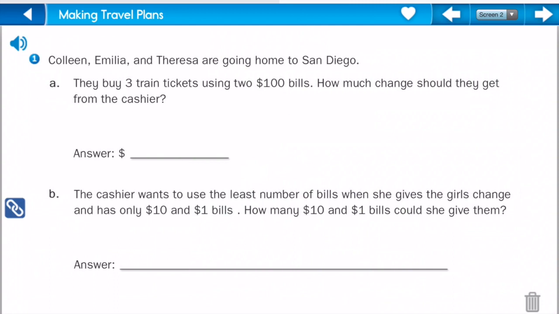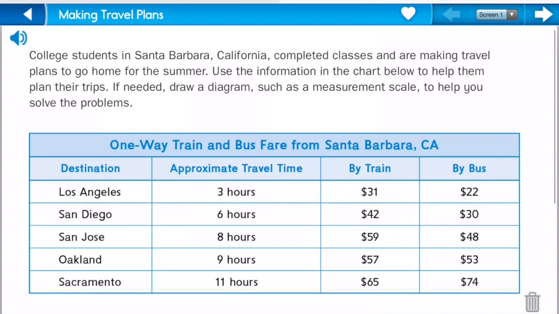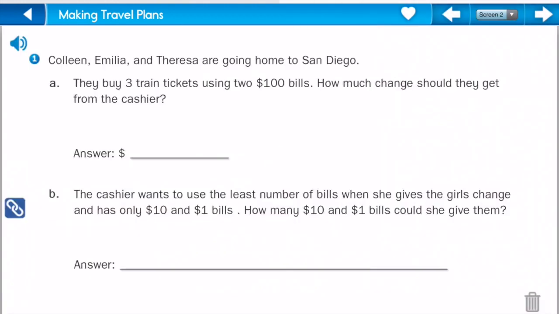Alright, let's look at it. Let's go back to the screen. They need 3 train tickets. So if I look here by train, if they are going to San Diego, they need 3 train tickets that cost $42 each. So I know that my train tickets cost $42. I'm going to add 42 3 times to see how much the tickets cost. So if I add those, 2 plus 2 plus 2 equals 6. 4 plus 4 is 8. 8 plus 4 is 12. So the tickets cost $126.